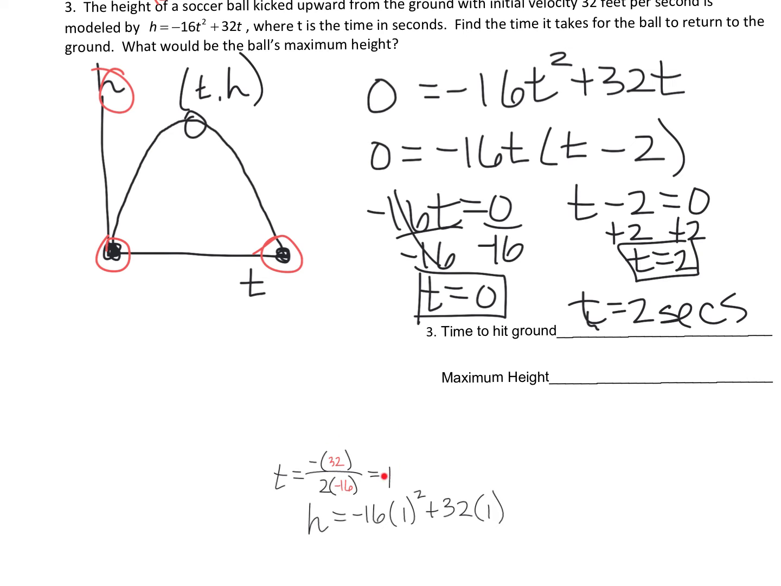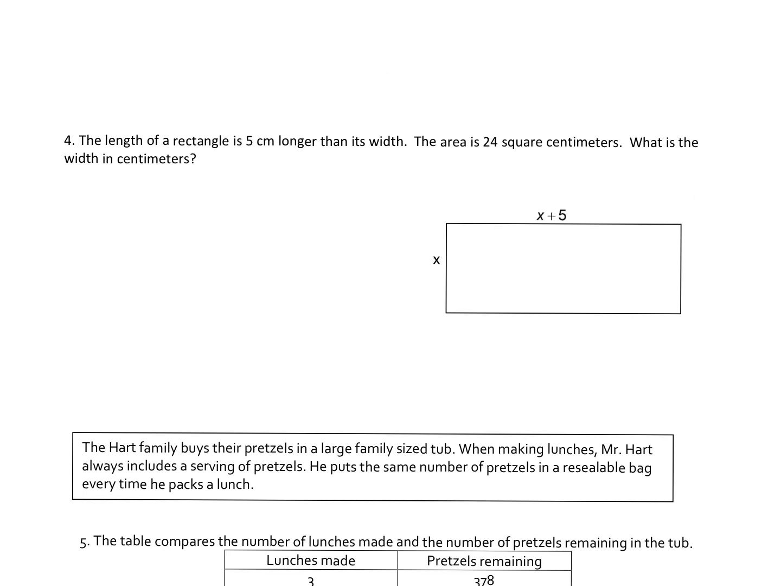And let's see, right here, 1 squared is just 1 times negative 16, that's just negative 16. And 32 times 1 is 32, so I have 32 minus 16, that equals 16, and that would be the maximum height.